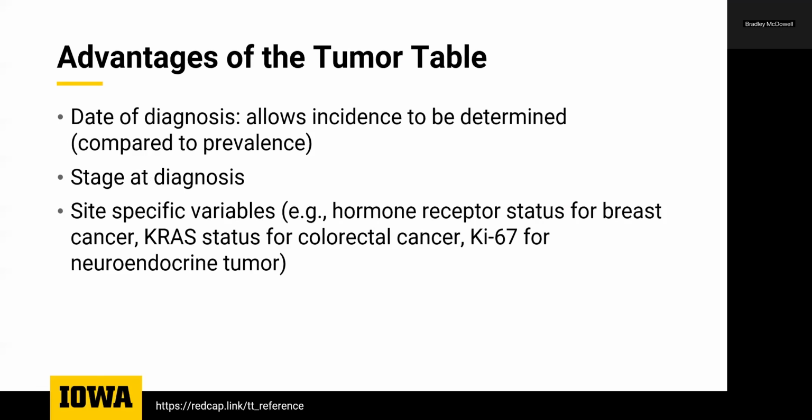All right. Before we get into specifics, let me talk about the advantages of the tumor table and when you might want to use it over something like the CDM diagnosis table. First and foremost, diagnosis date is the big advantage here. It's tempting to look at ICD-10 codes that we find in the diagnosis table and assume that the date for the first code that you find is the date of diagnosis. That's not necessarily true. It's not necessarily accurate, especially for academic medical centers.